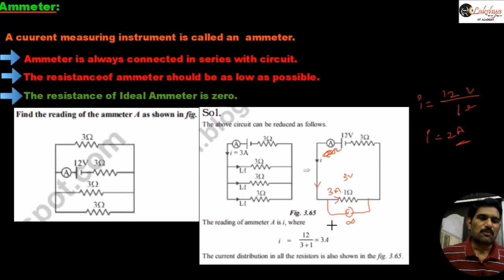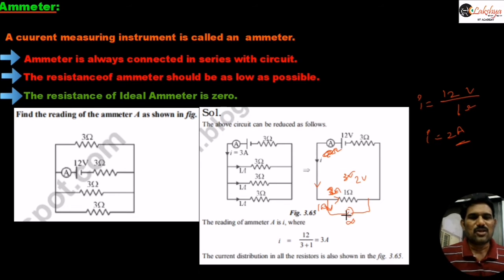But practically, it will possess some high resistance, but it is not infinite. So when it is not infinite, automatically some current will flow here. Suppose out of this 3 amperes, 1 ampere current is flowing here, then only 2 amperes will flow here, right? And so the reading of this potential difference across this resistance will become, instead of 3 volts, 2 volts. So again the reading of this voltmeter will be less than the actual value. The reading changes here.